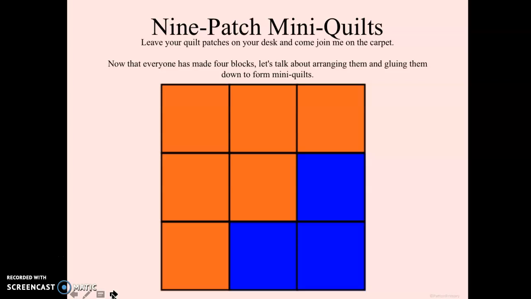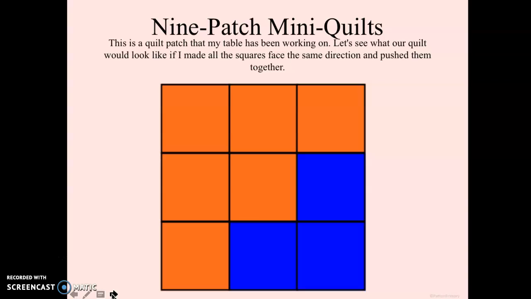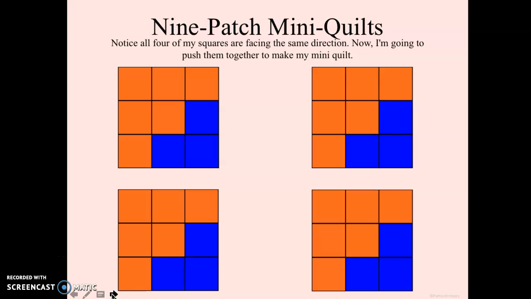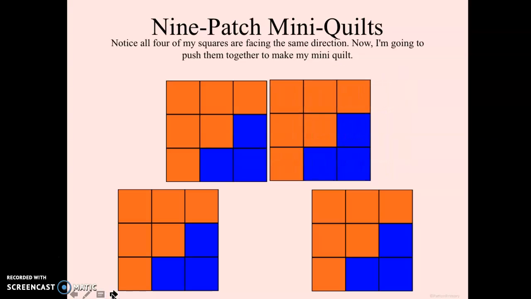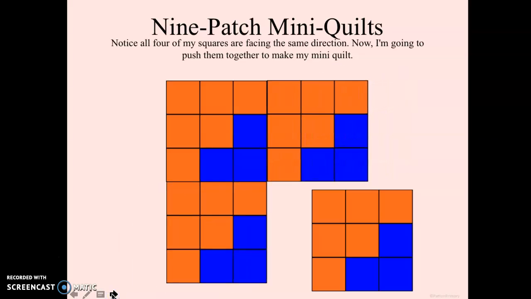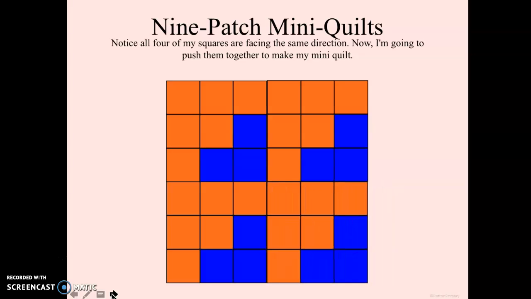Okay, you're going to make 4 blocks of the same pattern. This is the block that we're going to use for demonstration purposes. Let's see what the quilt would look like if we face the squares all the same direction and push them together. These are all facing the same direction and we're pushing them together to make a mini quilt.